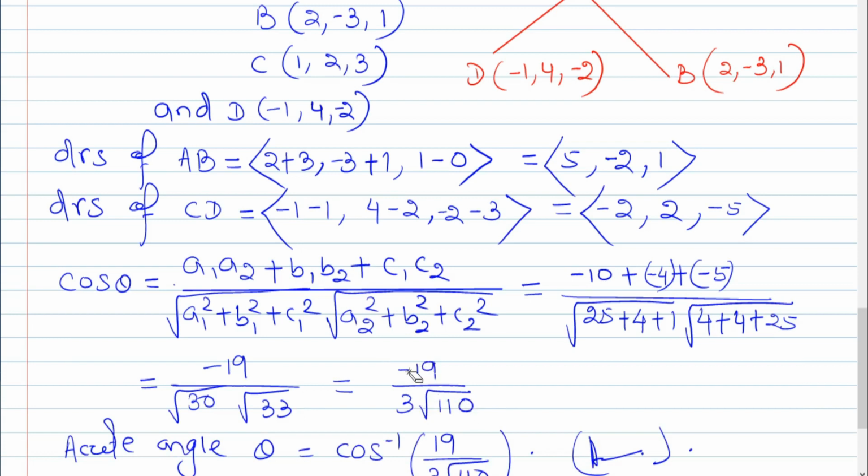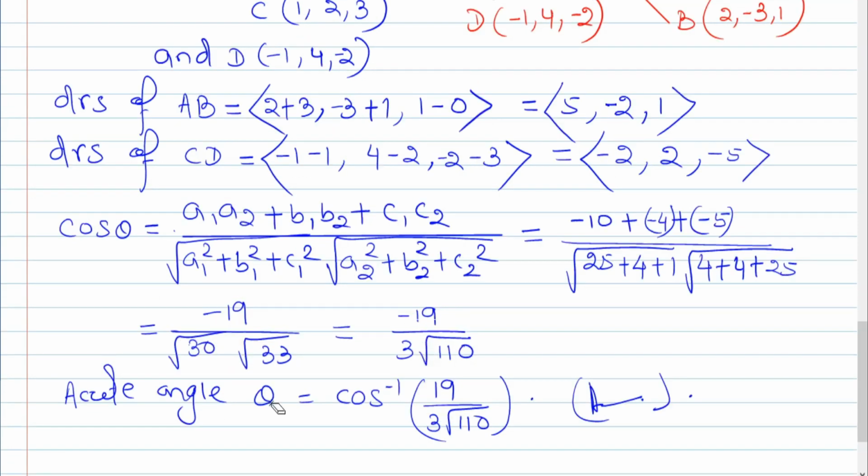So if you take minus 19, then it may be an obtuse angle. So that's why you have to take the positive one. So theta is equal to cos inverse 19 by 3 root 110, which is the acute angle between the lines AB and CD, because he is asking for the acute angle between the two lines AB and CD. That's why positive should be taken.